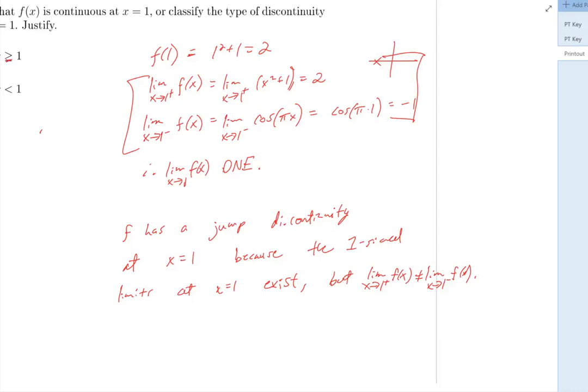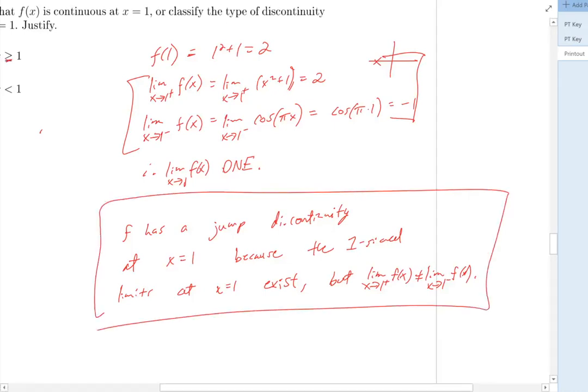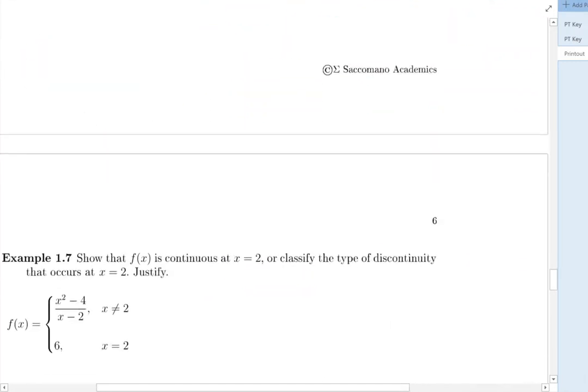But I've related it to the official actual definition of a jump. I didn't just find them and say it's a jump. I said why it's a jump by stating what the definition of a jump actually is. All right, next one.